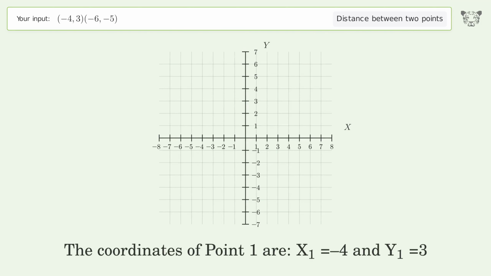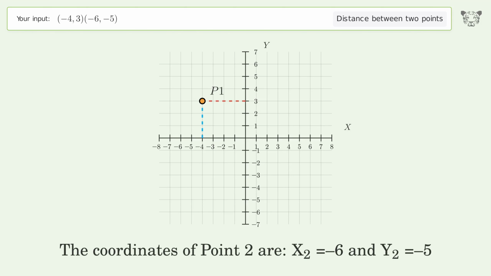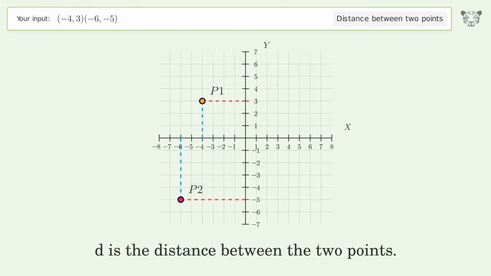The coordinates of point 1 are x1 equals -4 and y1 equals 3. The coordinates of point 2 are x2 equals -6 and y2 equals -5. D is the distance between the 2 points.